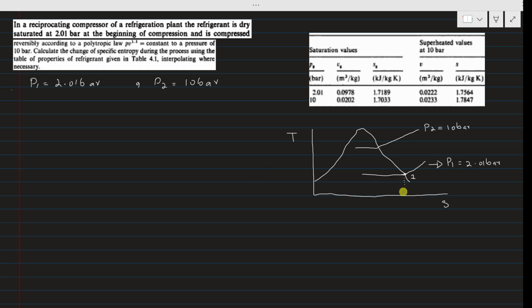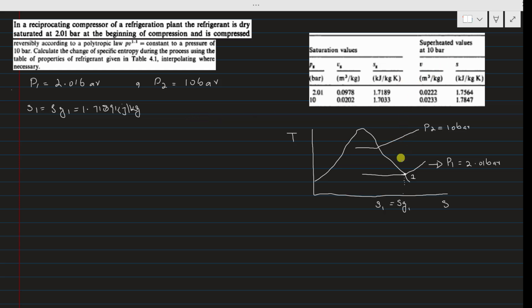Entropy will be Sg1 and that will be equal to S1. So at the pressure 2.01 bar, from the saturated values, the Sg1 value is 1.7189. So the S1 value is equal to Sg1, and that is equal to, as you can see from the table, 1.7189 kilojoule per kg Kelvin.